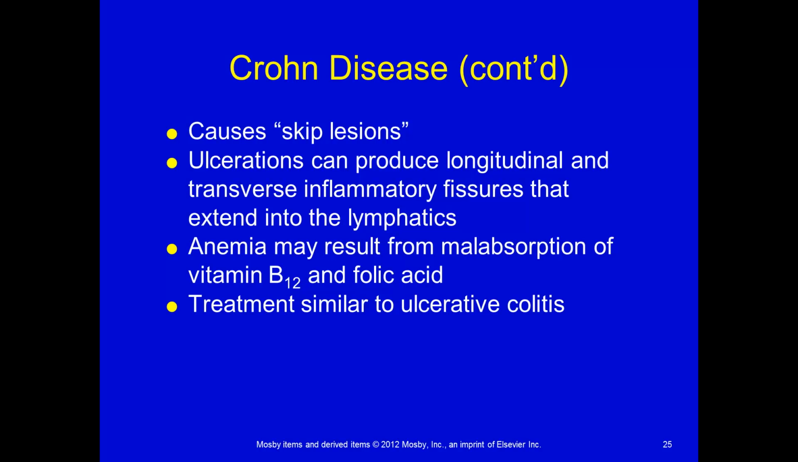And again, the lesions in Crohn's disease are different in that they cause skip lesions. This is where lesions are periodically found throughout the mucosal lining. It's not necessarily one continuous breakdown of mucosa the way it is for ulcerative colitis. The ulcerations can produce longitudinal and transverse inflammatory fissures that can extend to the lymphatics surrounding the bowel.